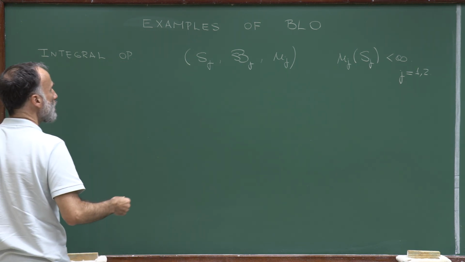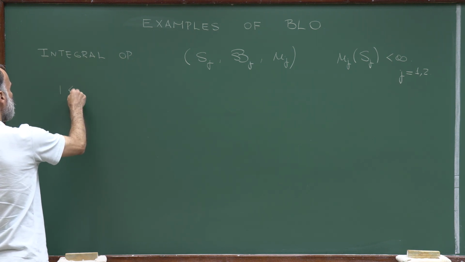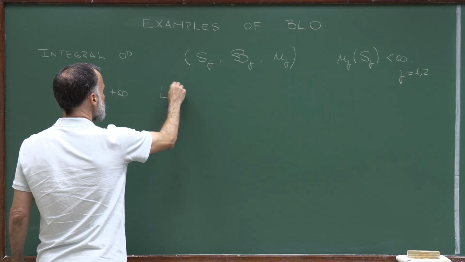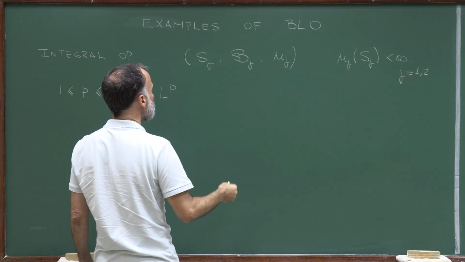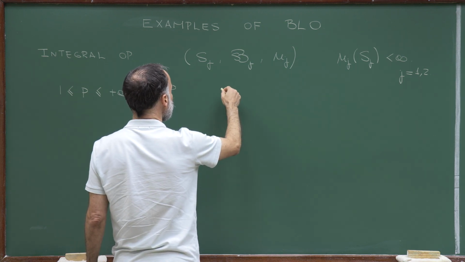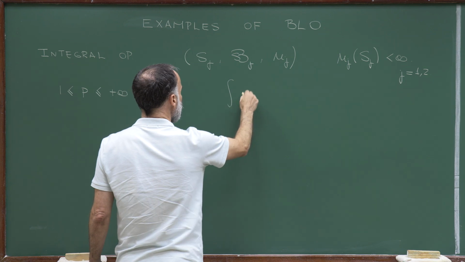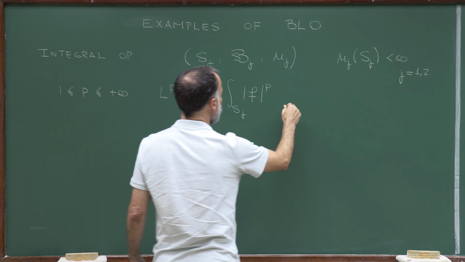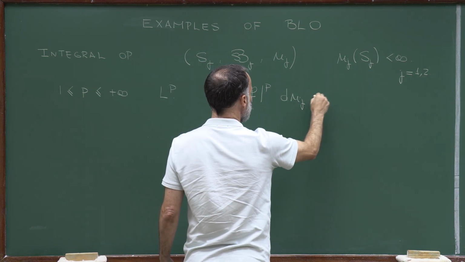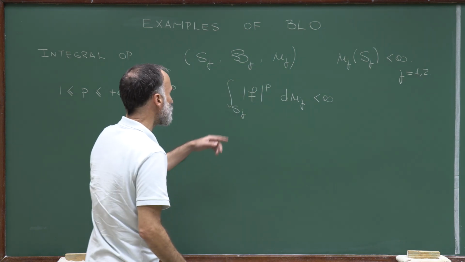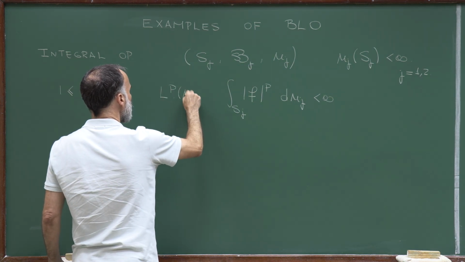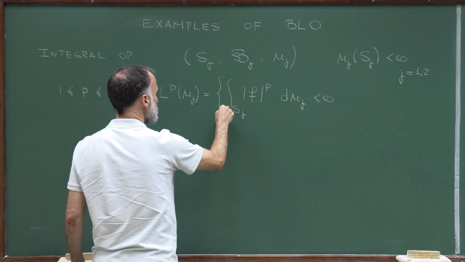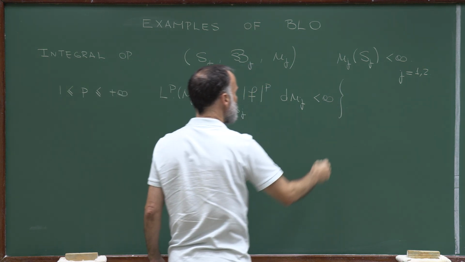And on these spaces, we can, of course, for p between 1 and plus infinity, define the LP spaces. The LP spaces can be defined as the family of measurable functions such that the integral of f to the power p on Sj d mu j is finite. And just to make sure which space I'm referring to, I'll say that this is LP of mu j. So this is the set of all measurable functions such that this integral is finite.